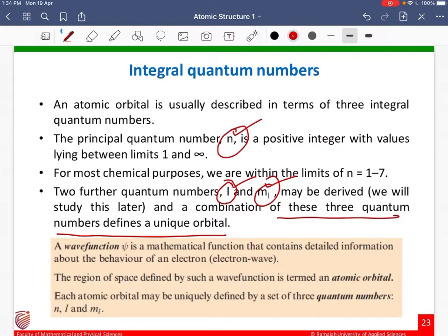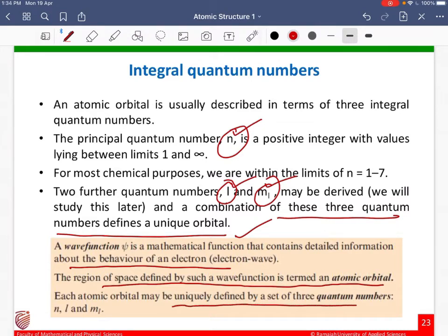Major points from this topic: a wave function psi is a mathematical function that contains detailed information about the behavior of an electron. The region of space defined by such a wave function is termed an atomic orbital. Each atomic orbital may be uniquely defined by a set of three quantum numbers n, l, and ml.